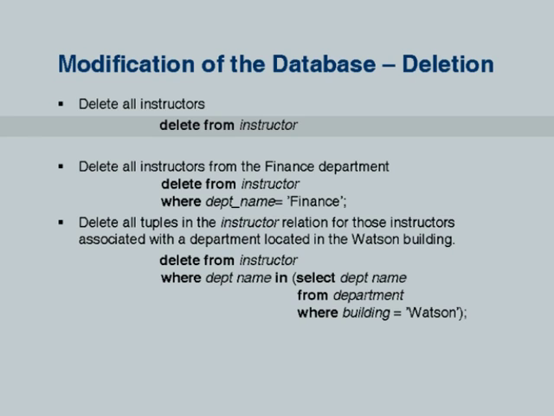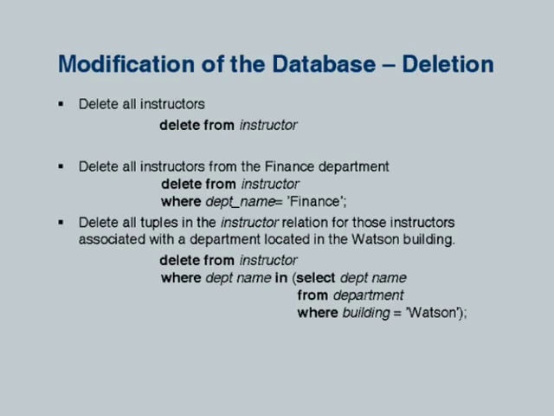Delete from instructor, what does it do? Wipes out all instructors, all tuples from instructor, which is different from dropping the table instructor. Delete from instructor retains the table, removes all tuples. If you drop the table, the table itself is gone. Now you may want to do something less drastic and delete only instructors from the finance department.